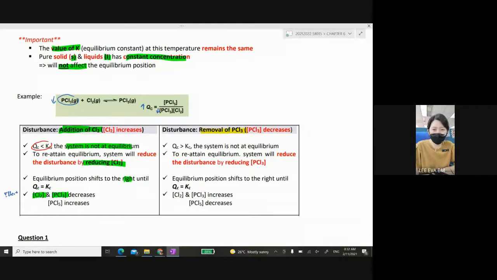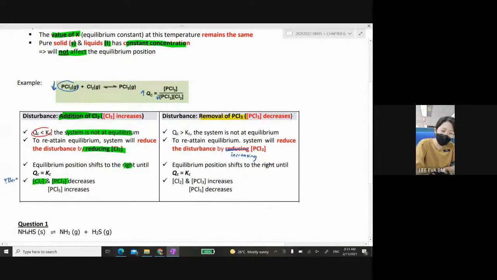And then to apply Le Chatelier's principle to regain equilibrium, the system will try to reduce the disturbance by increasing PCl3. Here there is a correction, please do your correction. Maybe I forgot to change the words. Because we want to go against the disturbance. If it decreases the concentration, we want to increase it back, by increasing the concentration of PCl3.